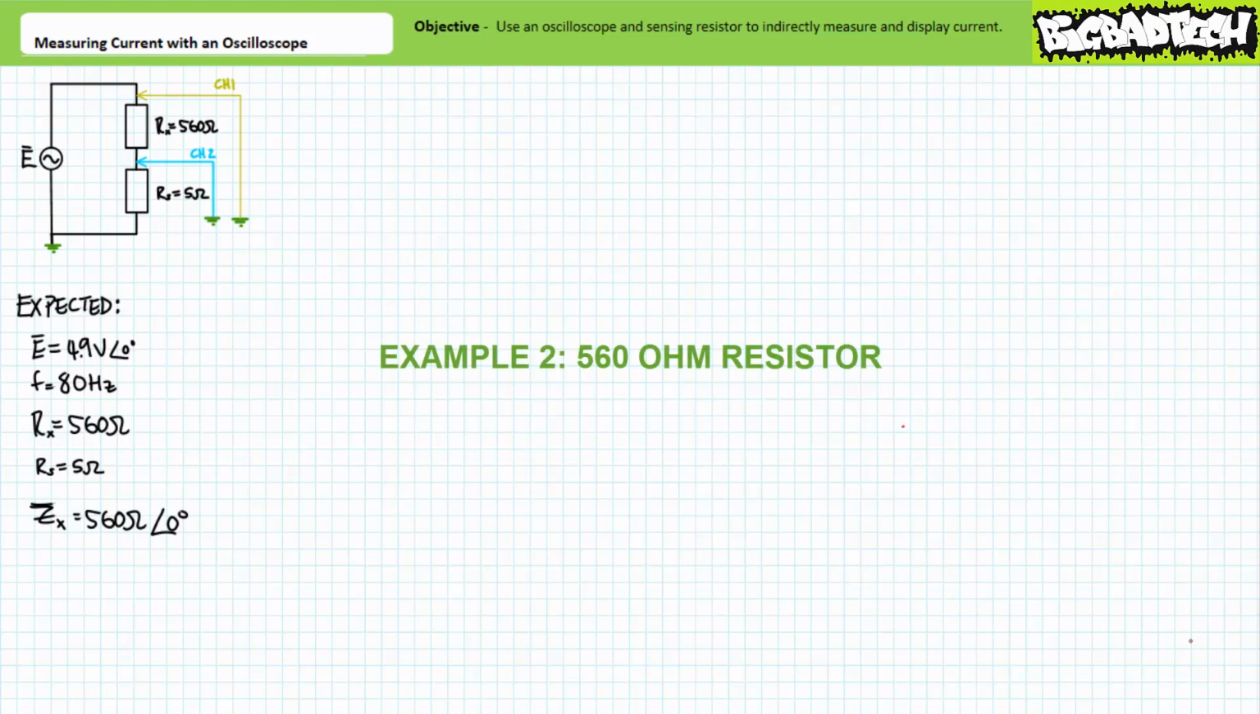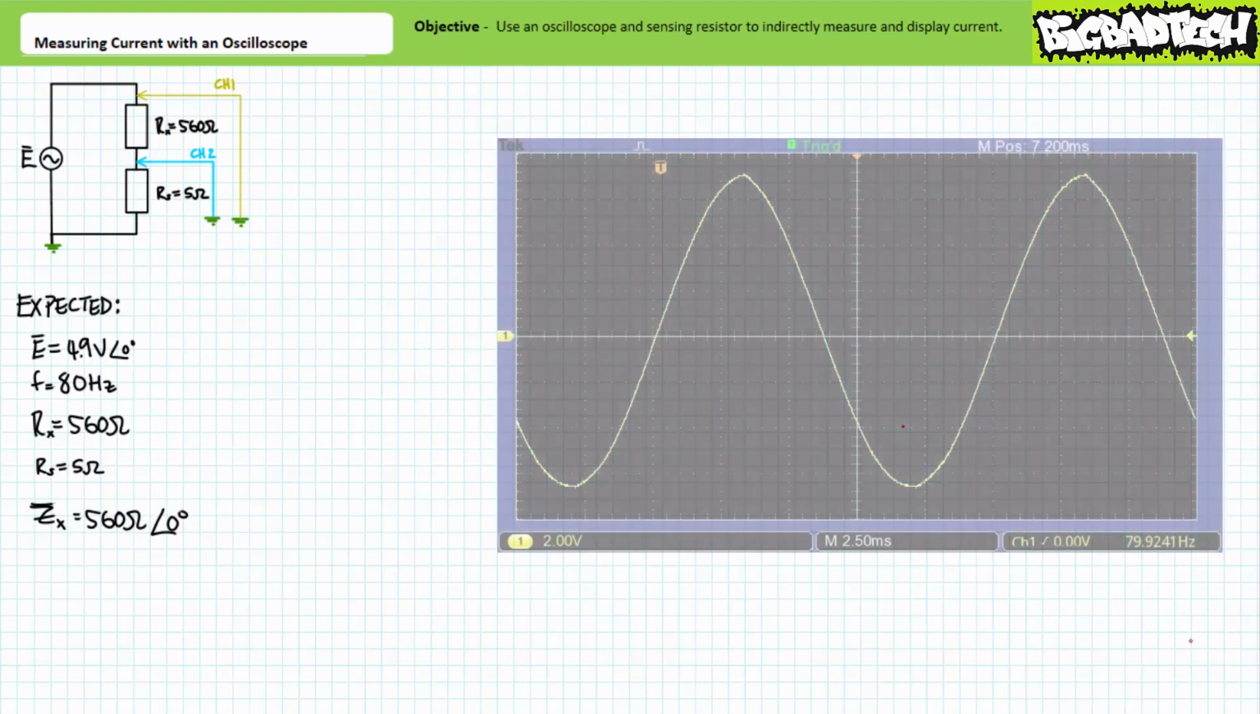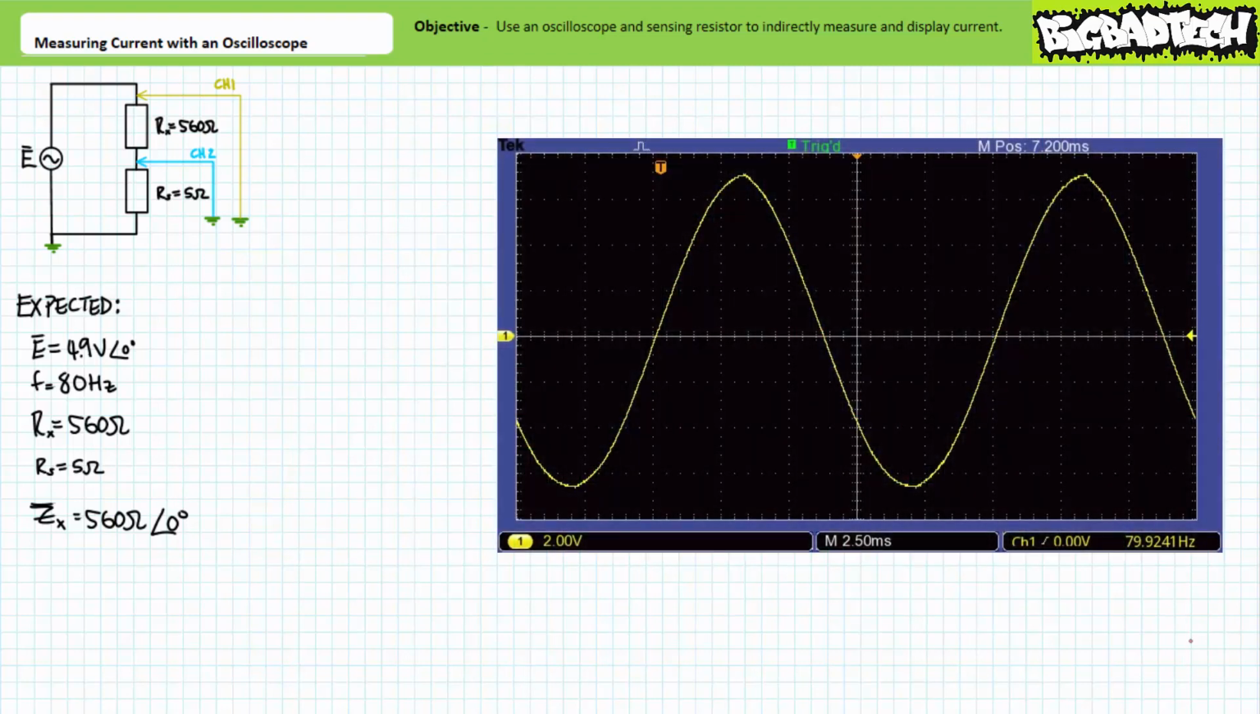Here's the same technique applied to a 560 ohm resistor. Let's again employ a 5 ohm sensing resistor. The source voltage waveform displayed on channel 1 shows it to have the following properties. Note channel 1's vertical sensitivity is set to 2 volts per division, and the horizontal sensitivity is set to 2.5 milliseconds per division. It looks like the source has a peak-to-peak span of, let's say, 7 divisions.